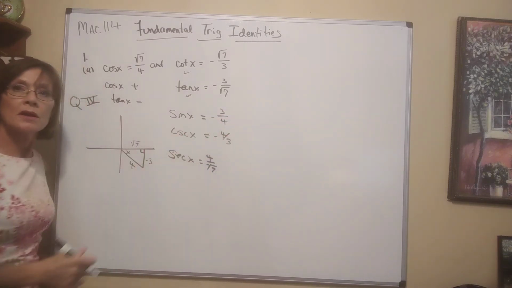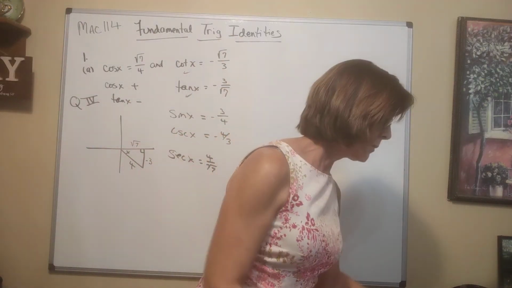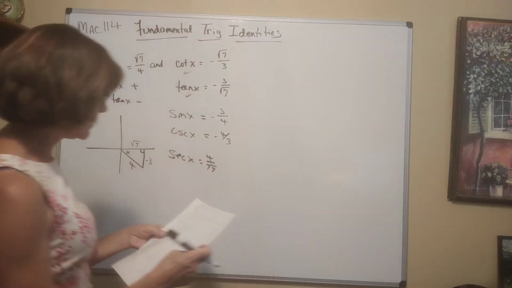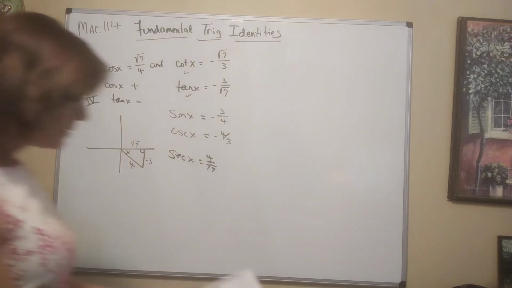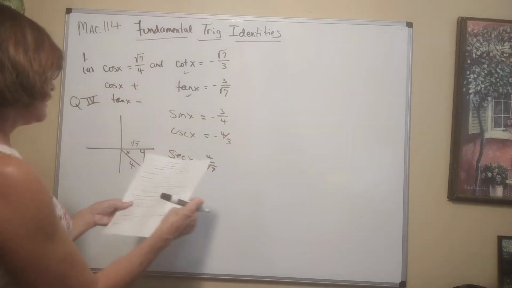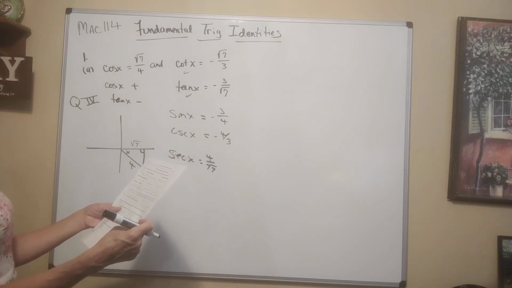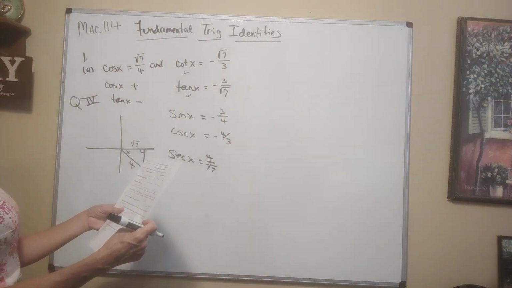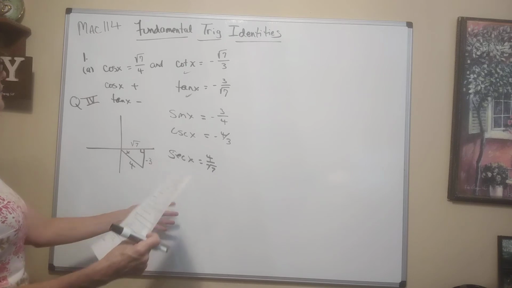So let me just check my work, because on video sometimes when you're explaining stuff, you are not paying as much attention to if you're making mistakes. So let me see if I'm happy with my answers here. And I did it on this side, and I said cosine, cotangent, tangent, sine, cosecant, and secant. Yep, this is all right.